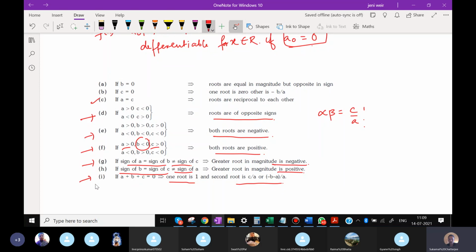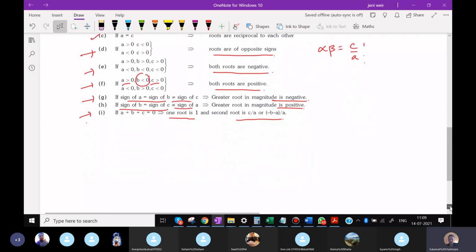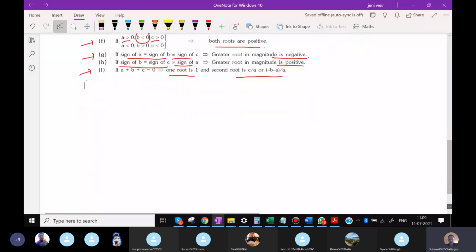So these are some of the important criteria for defining the nature of the roots.